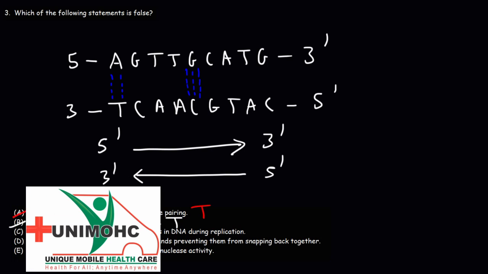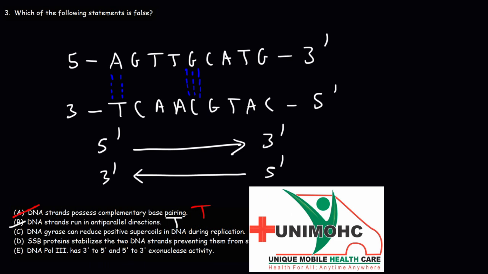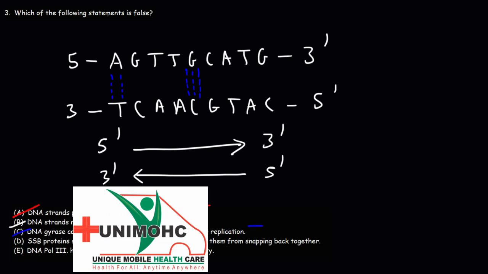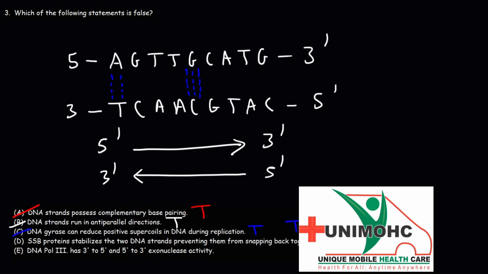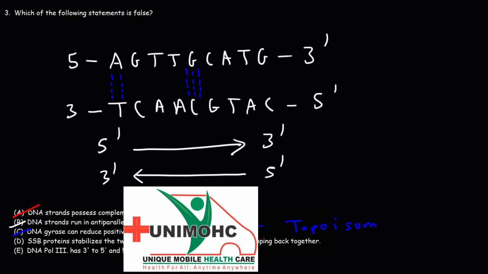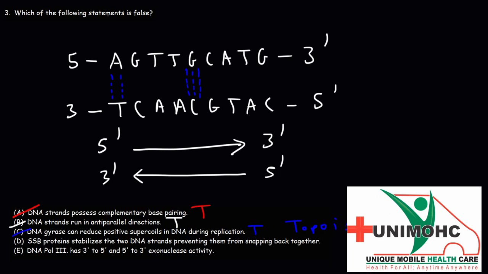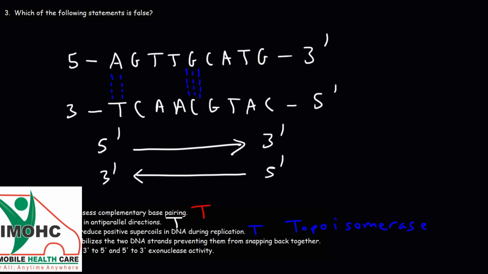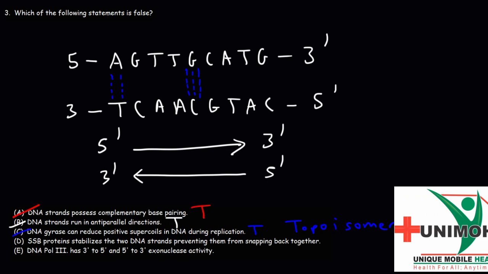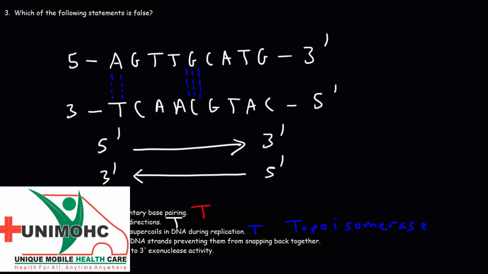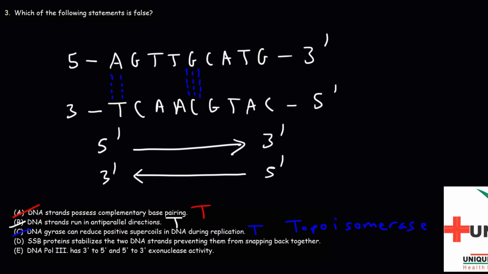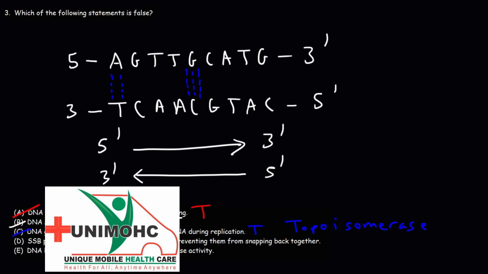Now looking at part C, DNA gyrase can reduce positive supercoils in DNA replication. That's also a true statement. Keep in mind, DNA gyrase falls in the category of topoisomerases. I always have issues saying that word. So DNA gyrase, a type of topoisomerase, can reduce positive supercoils and can reduce torsional strain ahead of the replication fork in DNA replication. Sometimes my words just don't flow smoothly off my tongue. What can I say? It happens.